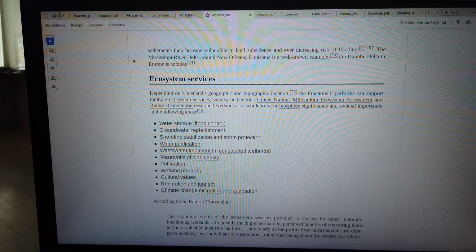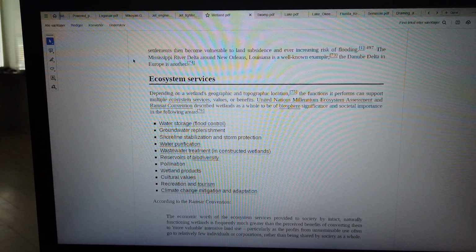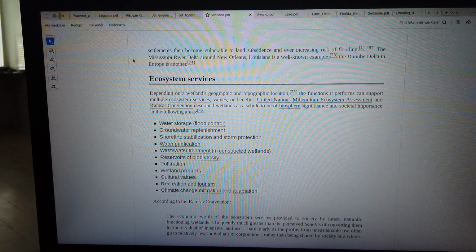The Mississippi River Delta around New Orleans, Louisiana is a well-known example. The Danube Delta in Europe is another.